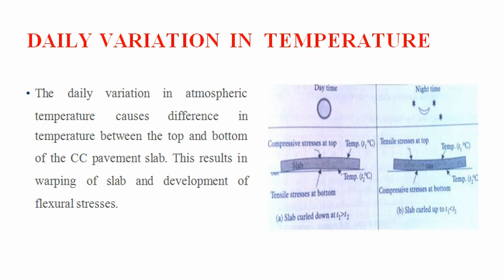Next, we shall discuss the daily variation in temperature. The daily variation in atmospheric temperature causes a difference between the temperatures at the top and bottom of the cement concrete slab, and this results in warping of the slab and development of flexural stress. As you can see from the figure, during the daytime the compressive stresses are at the top, where the temperature at the top is taken as T1 and at the bottom as T2. And at the bottom, during the daytime, we have the tensile stresses.